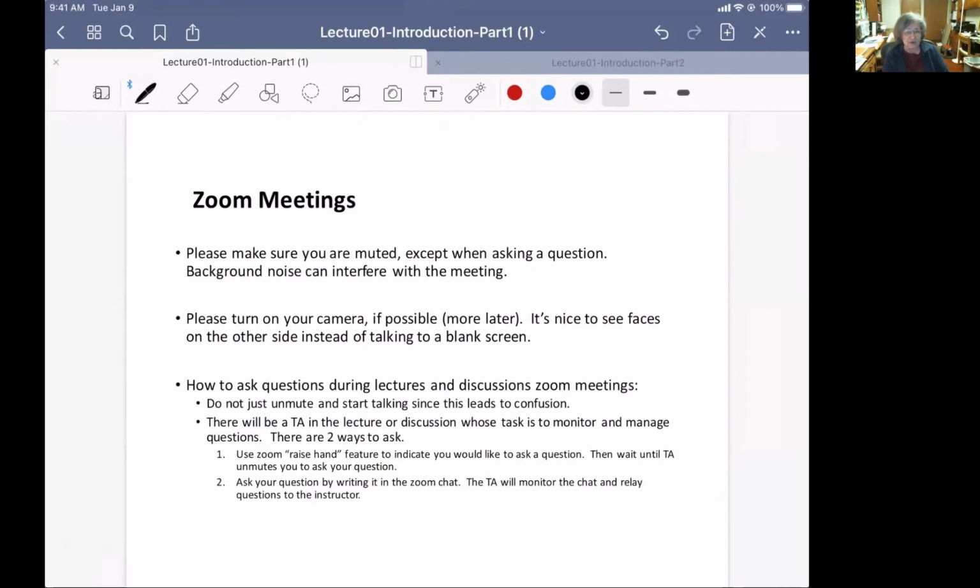Okay, as you know, our class is going to be held entirely on Zoom. Now, the class is way too large for people to just raise their hand and start talking. So there are two ways to ask questions. First, there's a TA in the lecture or the discussion whose task it is to monitor the chat and the raised hands in the participant windows. So please feel free to ask questions, but do it by either raising your hand in the window or making a question in the chat window. Those are the two ways.